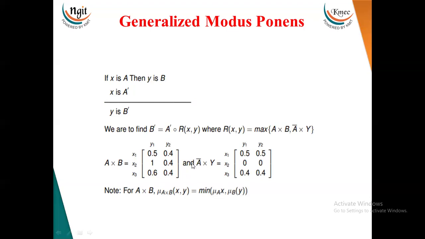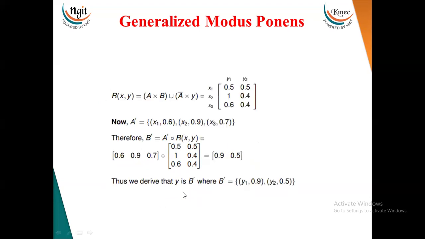And how do we calculate the negation? 1 minus A complement. So these values will be done, and accordingly A complement cross Y, again the minimum, is calculated. So after getting your A cross B and A complement cross Y, we have to substitute in the formula, that is, in the given circle relation formula.